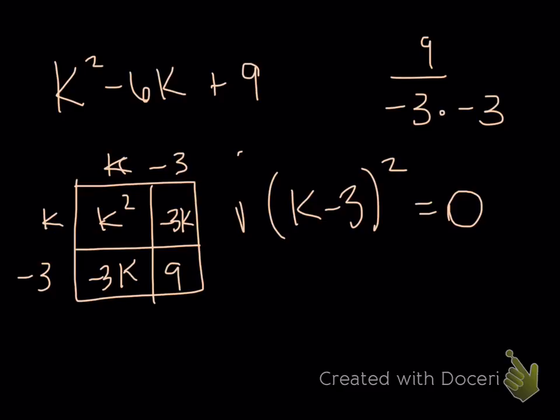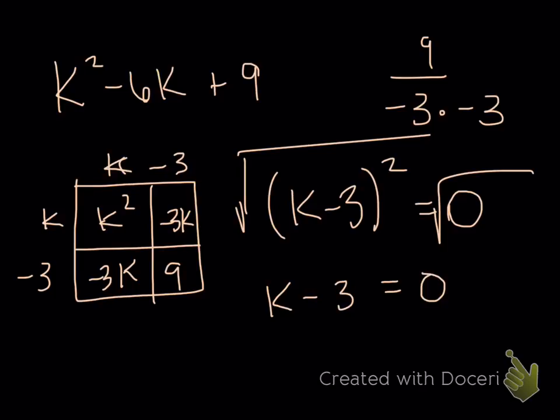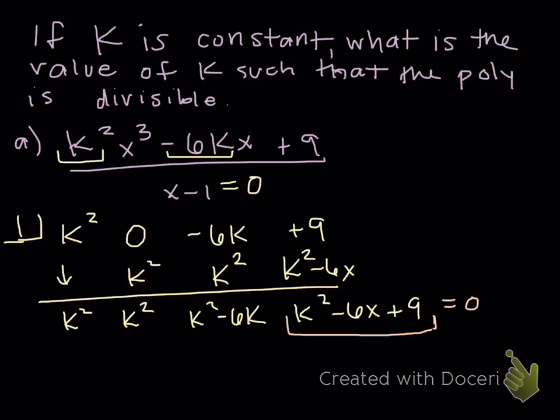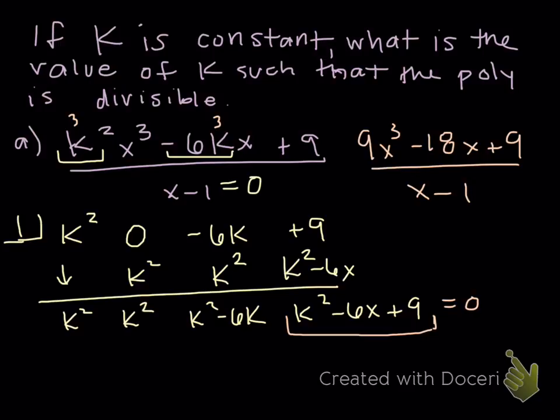If I wanted to solve this, I would take the square root, and we know the square root of 0 is just 0. And I'll add the 3 over, so k equals 3. So if my k value is 3, and I plugged it in, that means the problem would now be divisible. So let me go back a slide. So if k was 3, if I plugged in 3 everywhere, this problem would say 9x cubed minus 18x plus 9. So if I divided it by x minus 1 using synthetic, I would get no remainder.